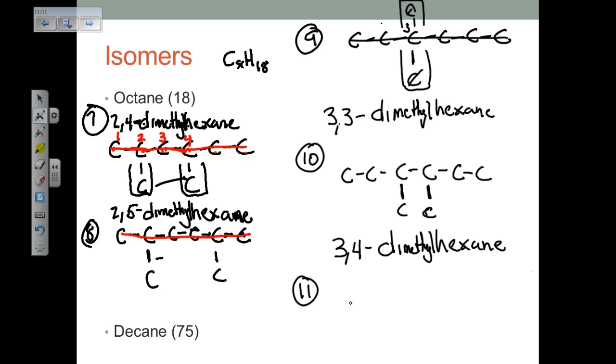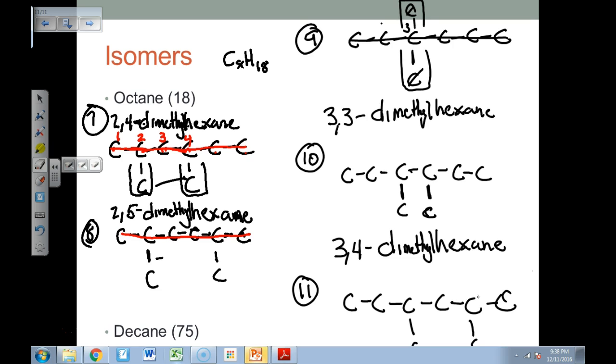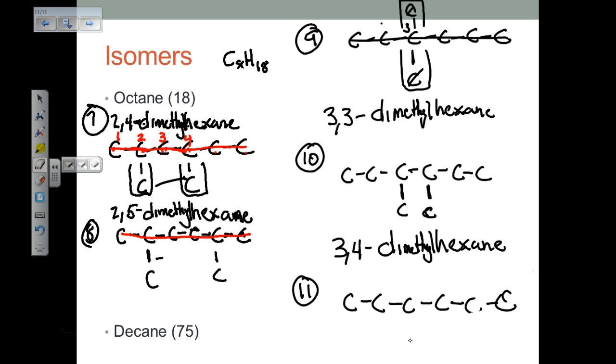Let's see. What if we did a 6-carbon chain? 1, 2, that would be 3,5-dimethyl. But if we name from the other way, that's a 2,4-dimethyl. And look, we already have 2,4-dimethyl. So you have to be careful which way you run the carbons from. I think that exhausts all the dimethyls.